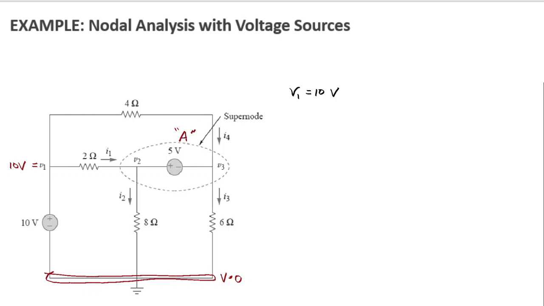So to solve for the node voltages, let's apply KCL at the nodes. The only node where we can apply KCL is this supernode A. Let's not do KVL at this one because we have this voltage source. So let's apply KCL at supernode A. What are the currents that enter this supernode?